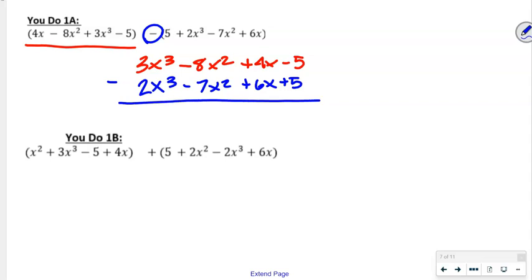And remember, we're going to change all these signs, right? So we're going to make this negative, we're going to make this one plus, we're going to make that one negative, and we're going to make that one negative, okay? So then we're going to change that to a plus sign once we've changed all those signs.